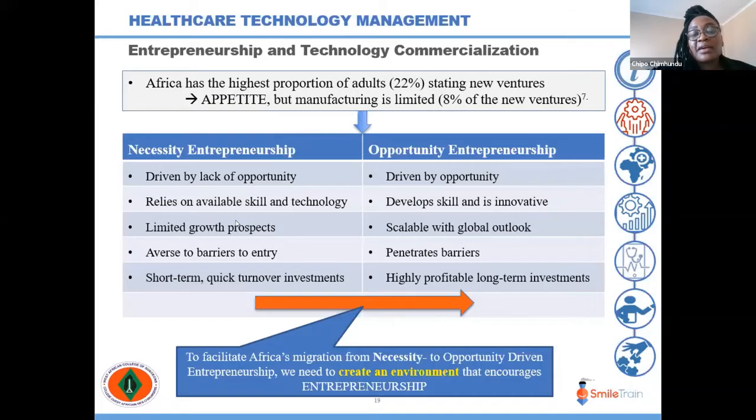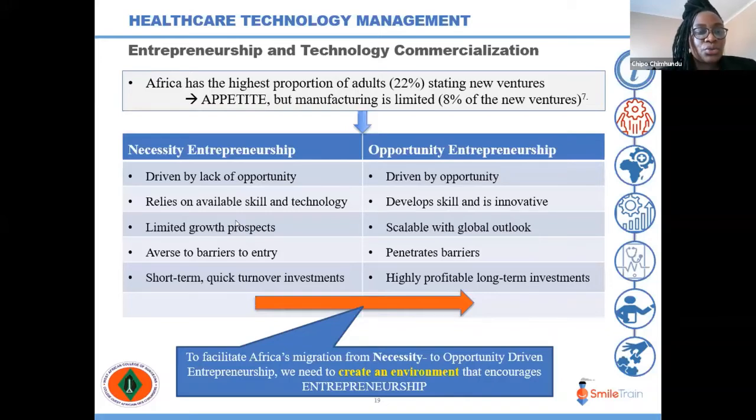The reason we have that is because in our context, we are largely focusing on entrepreneurship that is more driven by necessity, means to an end. It's usually driven by lack of opportunities. We're trying to create employment. And we usually try to avoid barriers, but you find in more developed contexts, they tend to focus on opportunity and use that as a vehicle for delivering innovation.